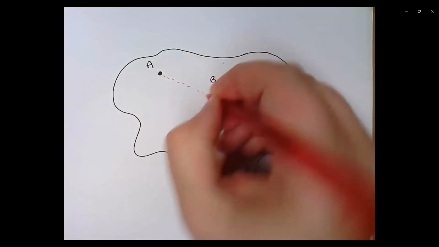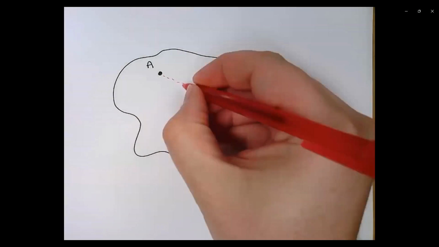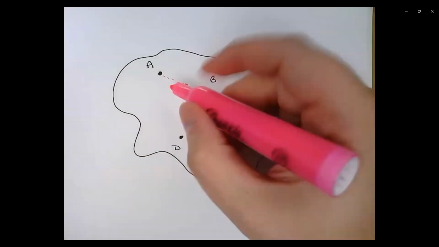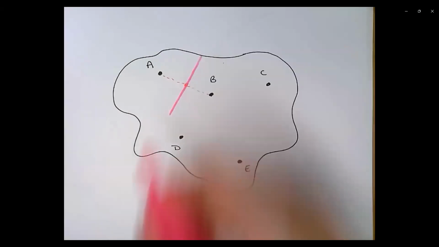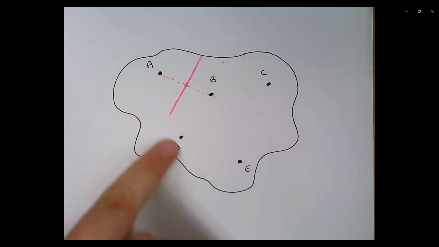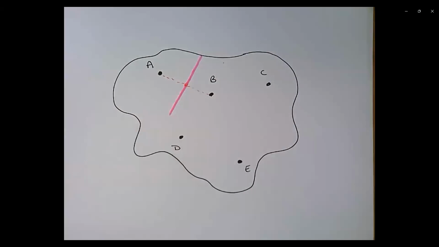So let's take a look at points A and B, and we'll do a perpendicular bisector for those. I'm not going to extend that line all the way to the bottom, because I can already see by the time I get to about here, I'm much closer to D than I am to A. So I know that this is not going to be a line that matters.